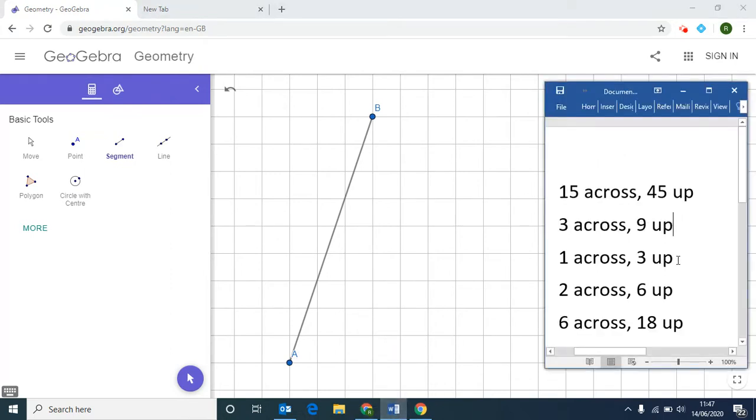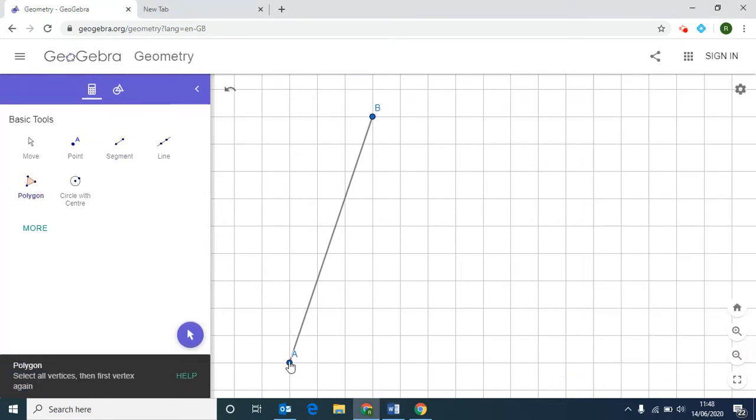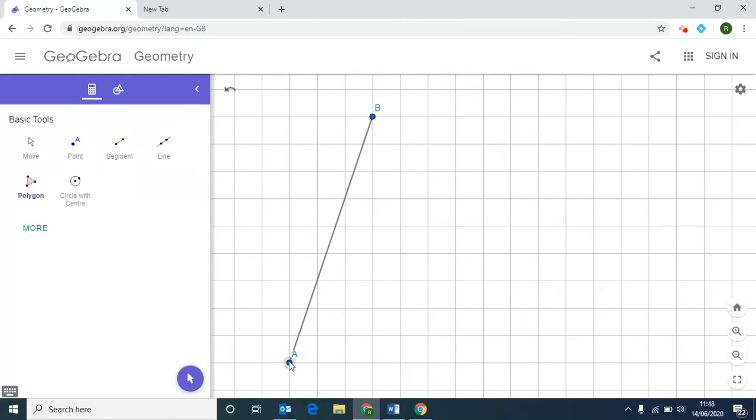So now let's think about the 1 across 3 up. If I started at A, and instead of going 3 across 9 up, I went 1 across 3 up, where would I end up? Starting at A, I'm going to go 1 across 3 up, and you'll see I end up at point D, which is still on that line. So 1 across 3 up has the same steepness as 3 across 9 up.